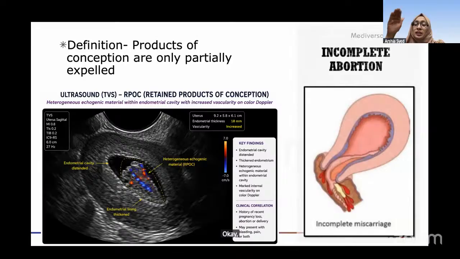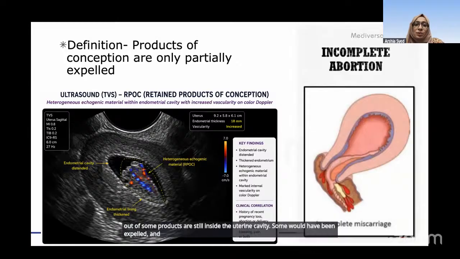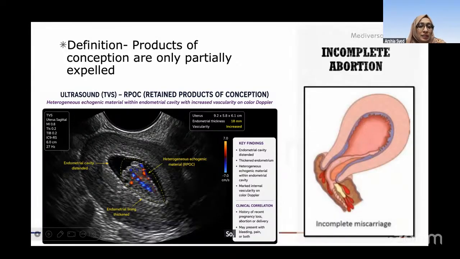So in incomplete abortion, the bleed and the pain persist because some products are still inside the uterine cavity. Some would have been expelled and some remains. So that is why it is called an incomplete abortion. Here you will see the retained products of conception, which is seen on ultrasound.